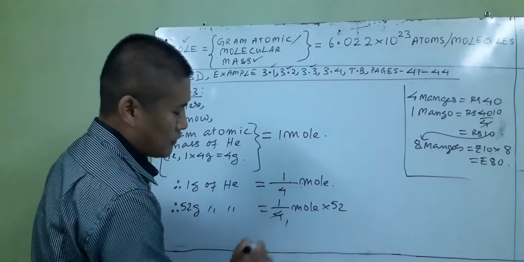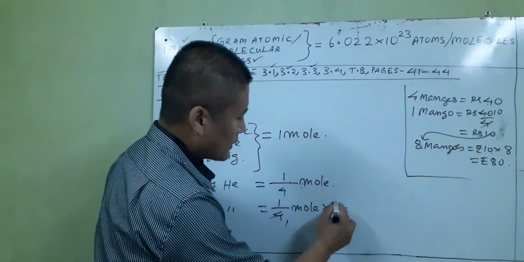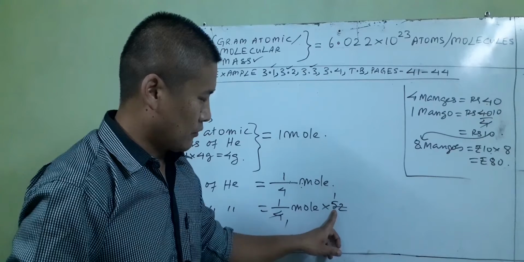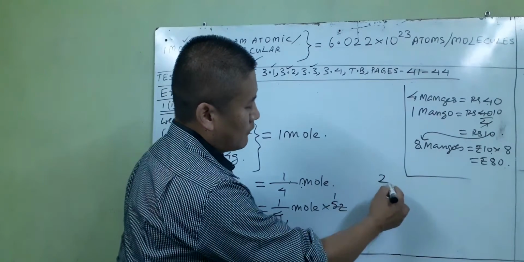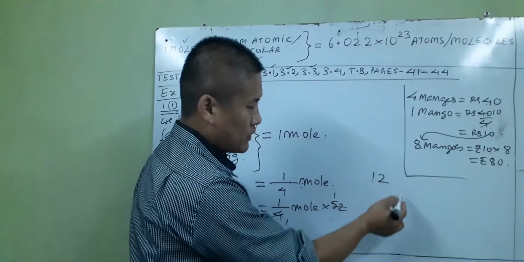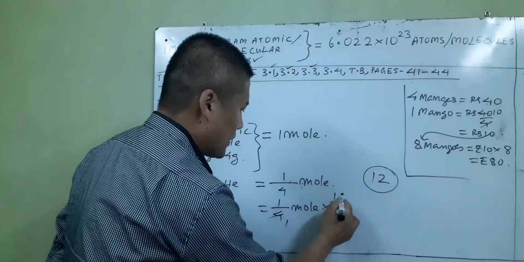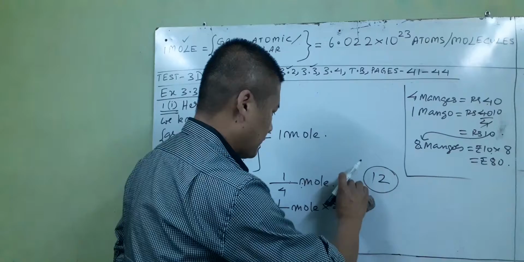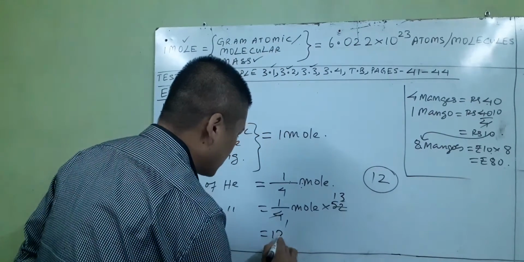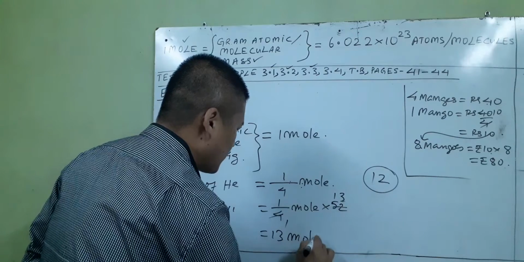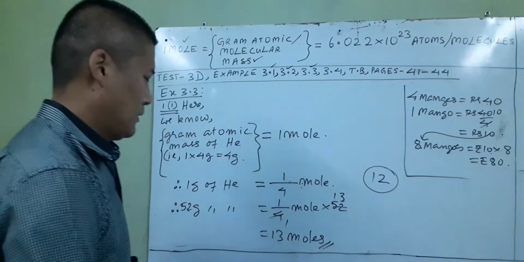So 4 ones are 4, it's going. Then 4 ones are 4, but 5 is there, so 1 remainder. That 1 will go in front of 2. If 1 goes in front of 2 it means 12, right? So 4 threes are 12. So your answer for this first question is 13 moles. So 52 grams of helium will contain 13 moles.